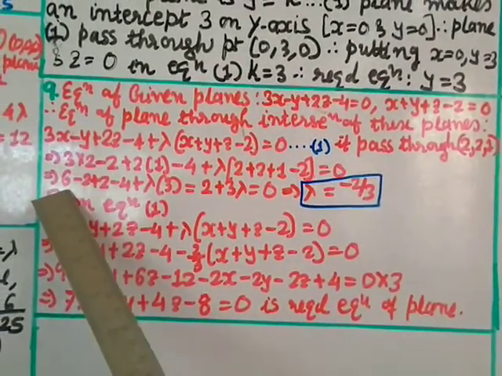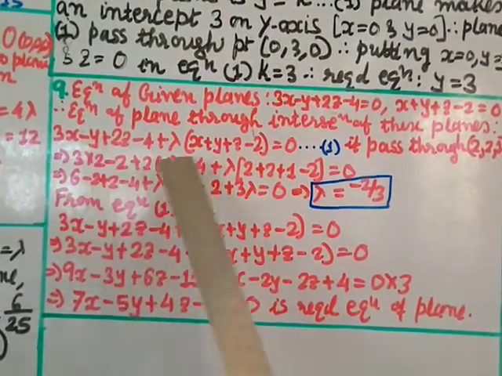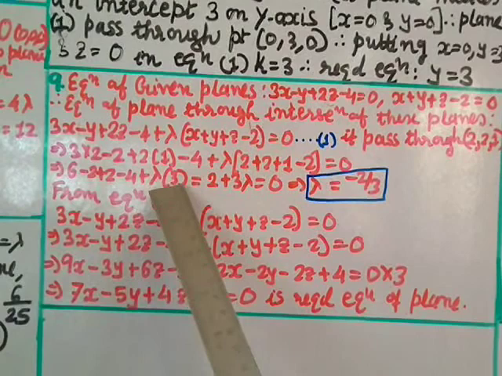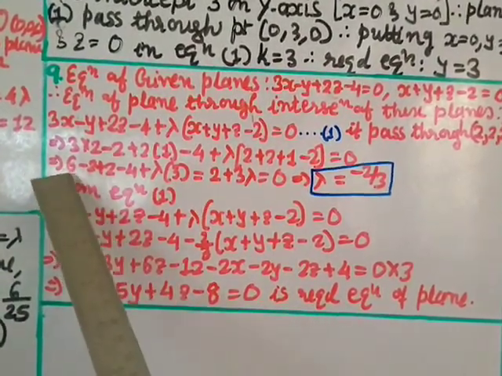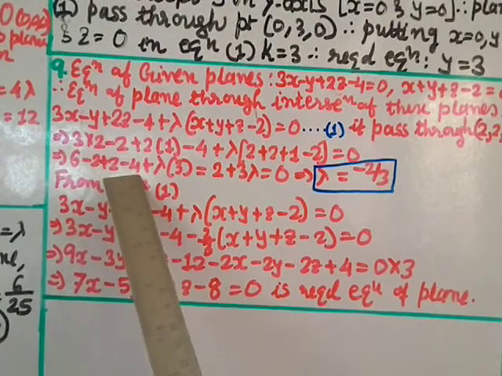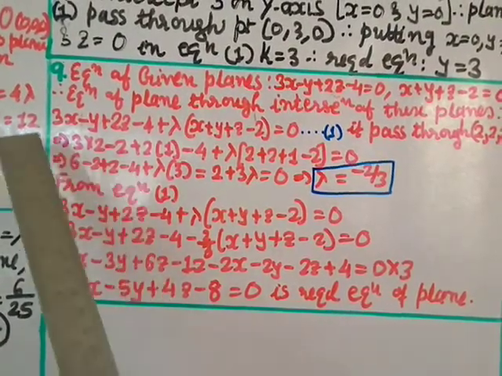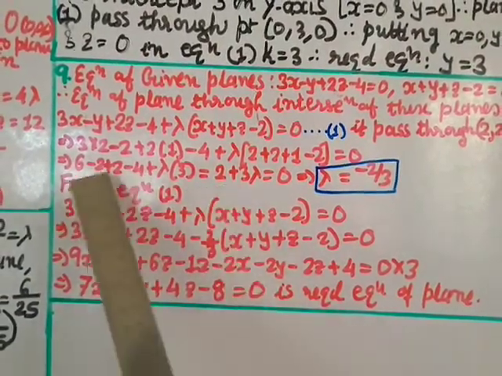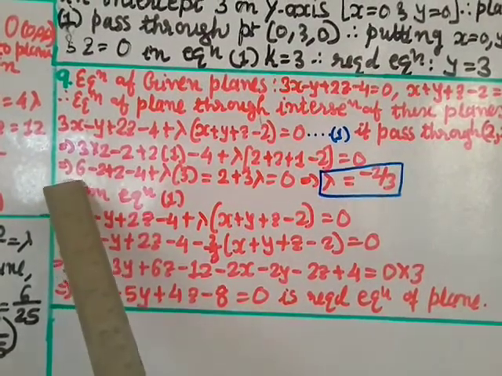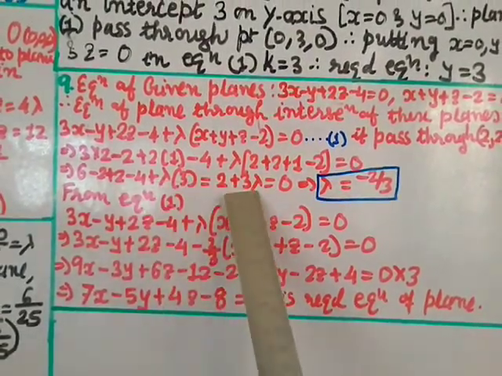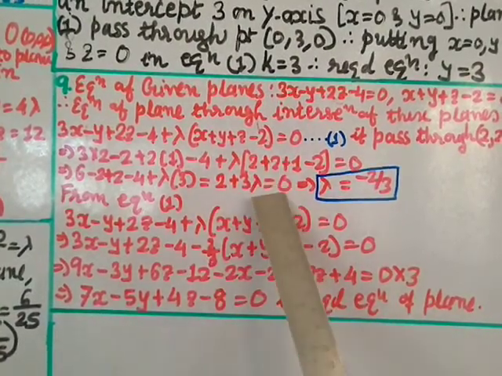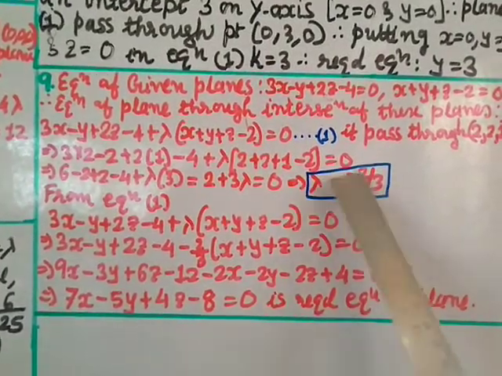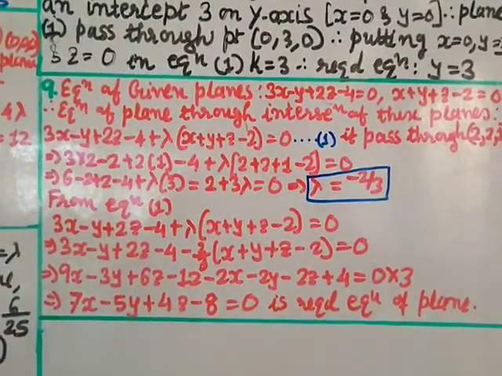Right, now here 3 into 2 is 6, minus 2, plus 2 into 1 is 2, minus 4, plus lambda into 2 plus 2 plus 1 minus 2, which gives you 3, so 3 lambda. If you simplify 6 minus 2 plus 2 minus 4, it gives you 2, plus 3 lambda equal to 0. If you transfer the 2 over here, it becomes minus 2, and if you transfer 3, it will go in the denominator, so we get the value of lambda as minus 2 by 3. Put this value in equation 1 and write the equation of the plane.